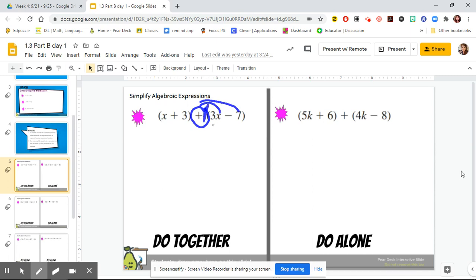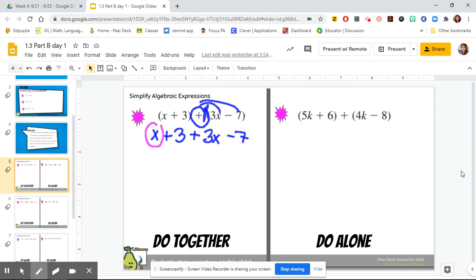Positive 1 times 3 will not change the sign. It's still going to be positive. And positive times a negative 7 is still negative 7. So what I'm going to do now is just carry down everything else that I see in front. Now that we have that, everything is simplified except for the fact that we have common or like terms.